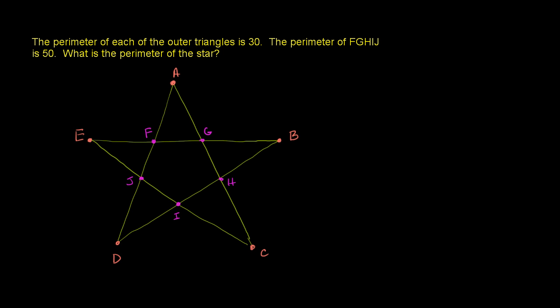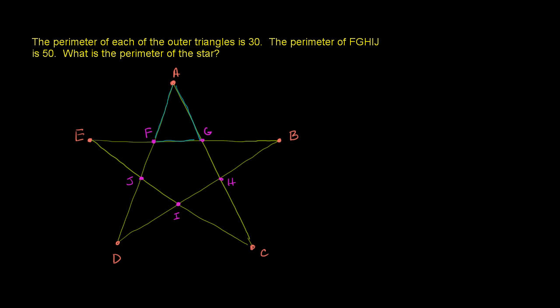Let's do some example problems here. So we have the perimeter of each of the outer triangles is 30. So for example, if I took the sum of this side and that side, I will get 30. And that's true of all of these outer triangles, these 5 outer triangles.